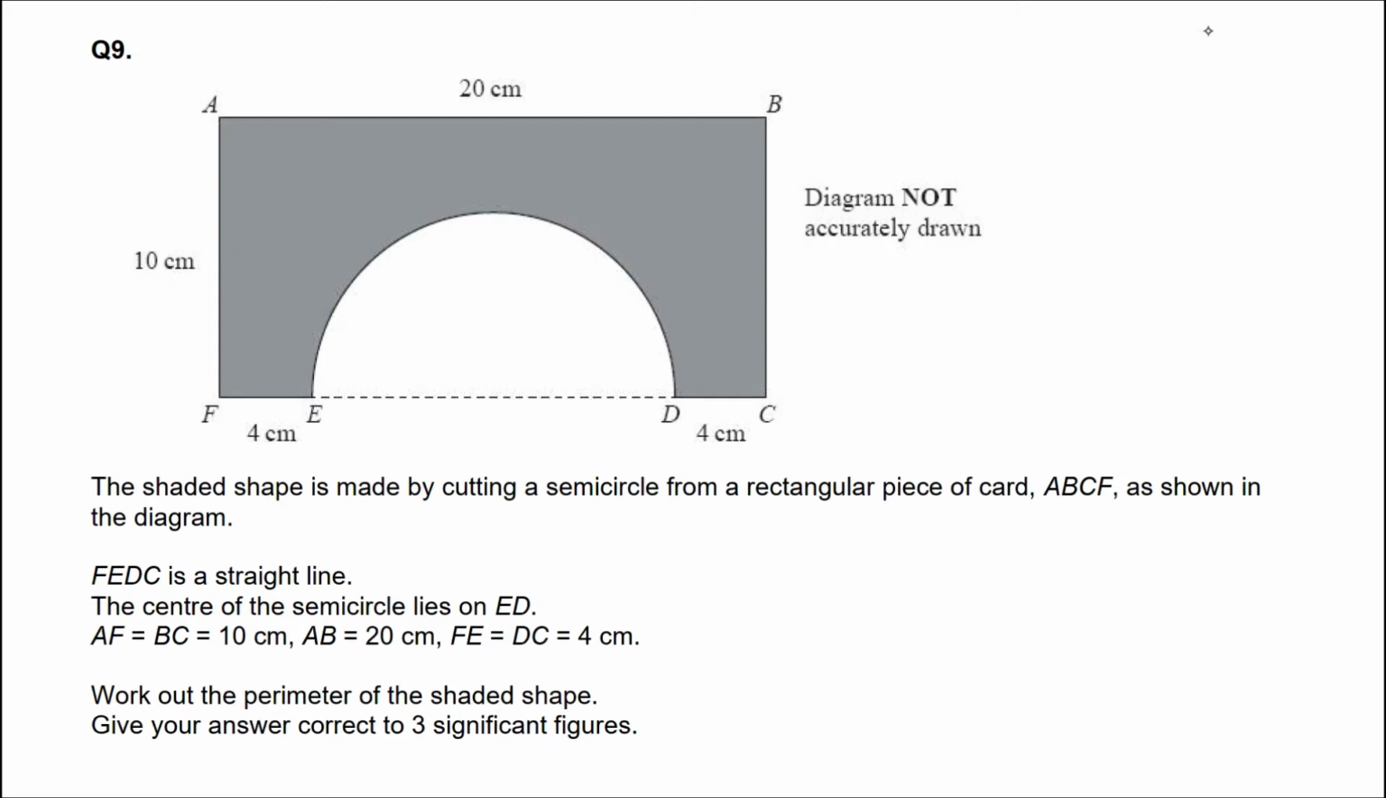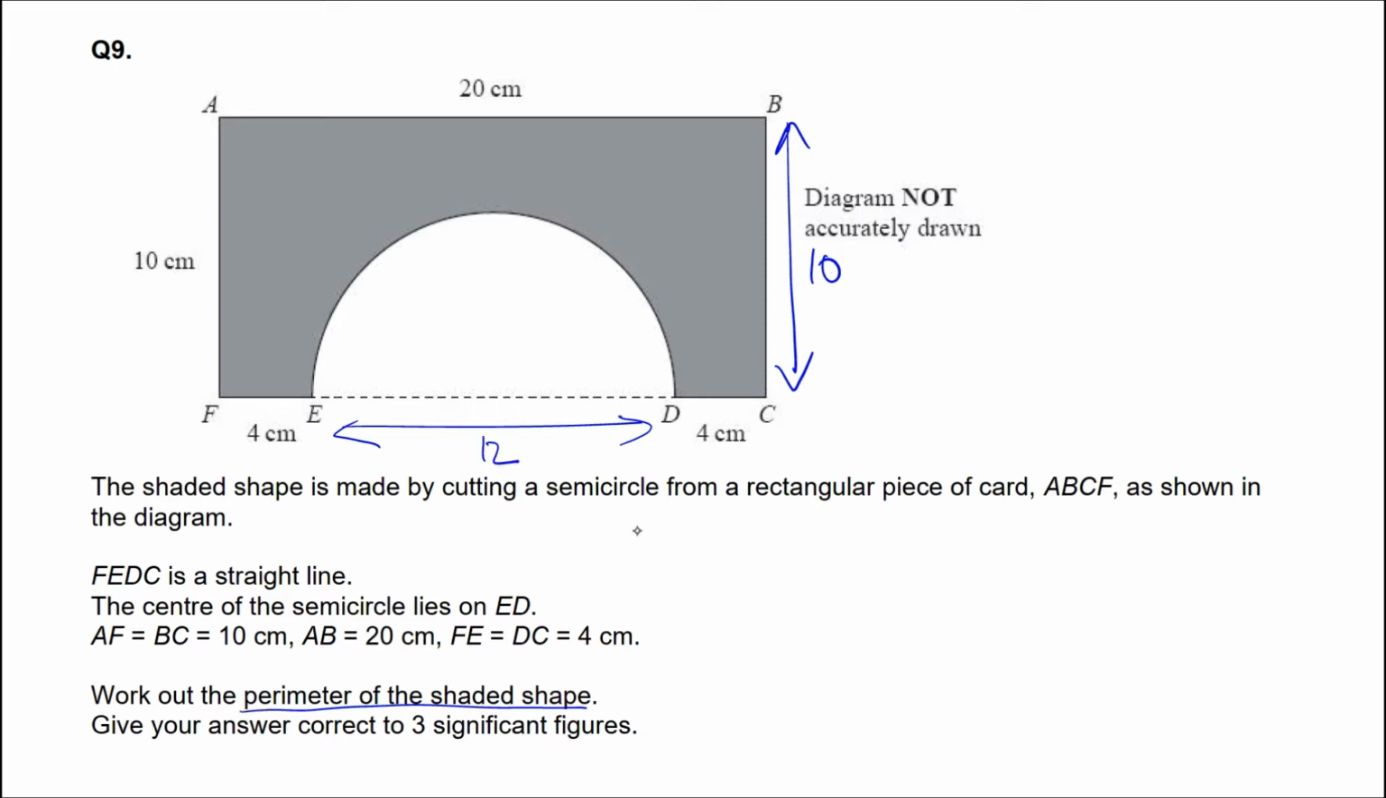In this question, we have a semicircle that has been cut from a rectangle, and the question is to work out the perimeter of the shaded shape. All right, so let's just look at the measurements. The distance from here to here is 10. The distance from here to here will be 20 minus 4 minus 4, which will be 12.